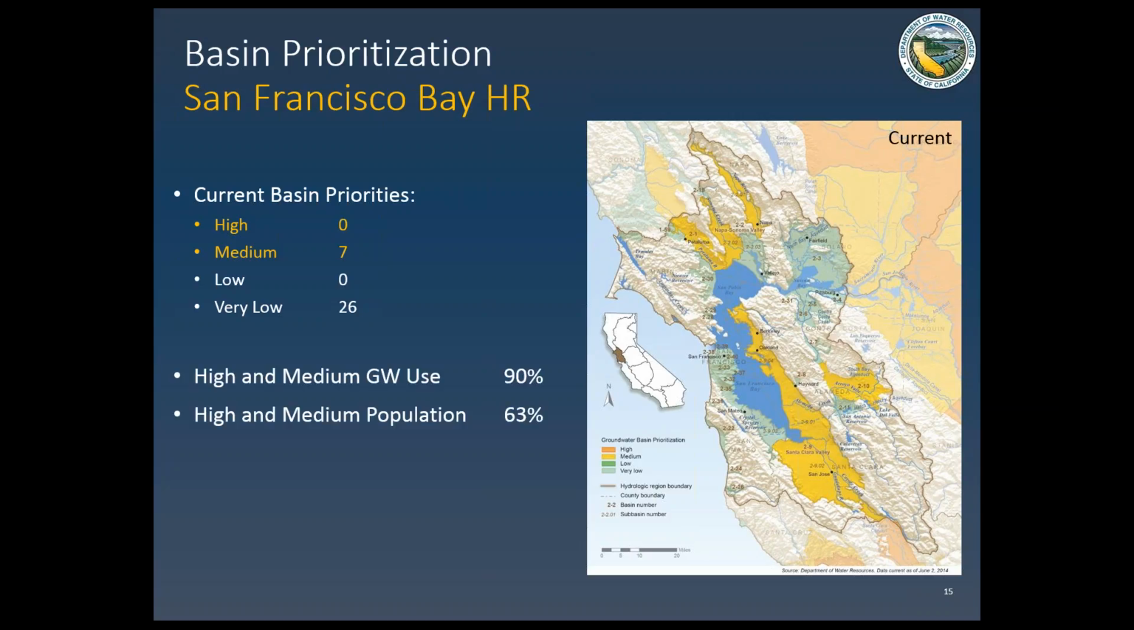These 7 basins represent 90% of all the groundwater use within the San Francisco Bay hydrologic region, and they represent 63% of the population. Why only 63%? Like I said, there are large population centers like the San Francisco Peninsula, but they just don't use enough groundwater.